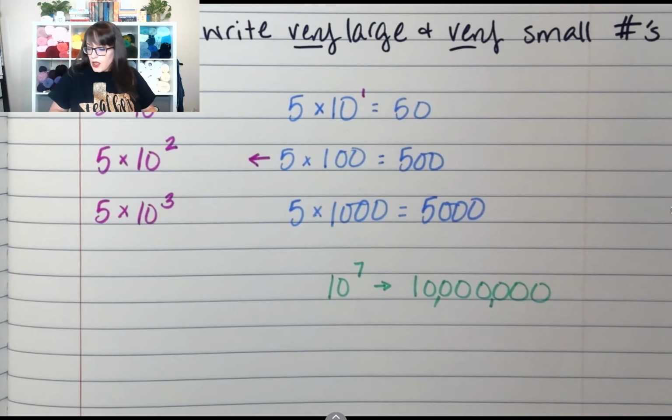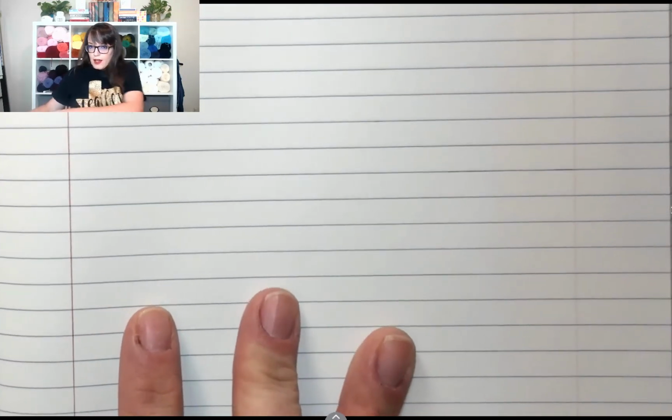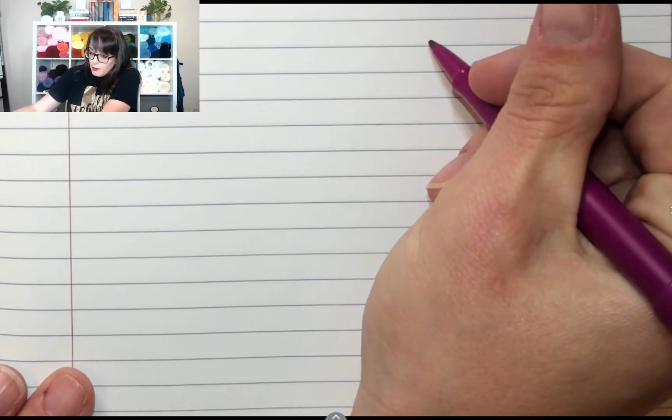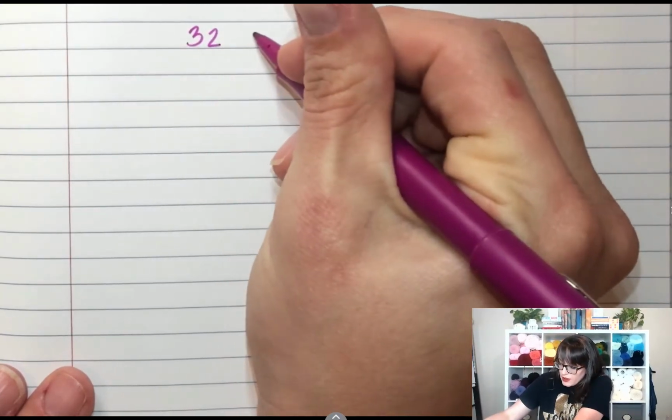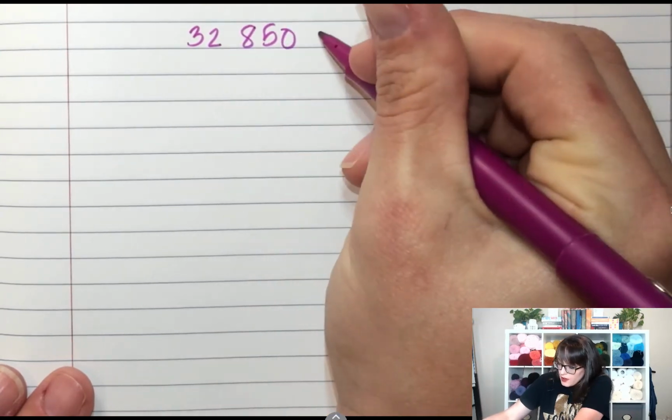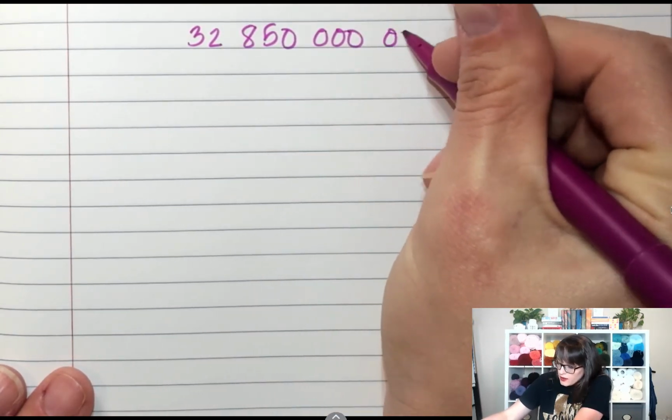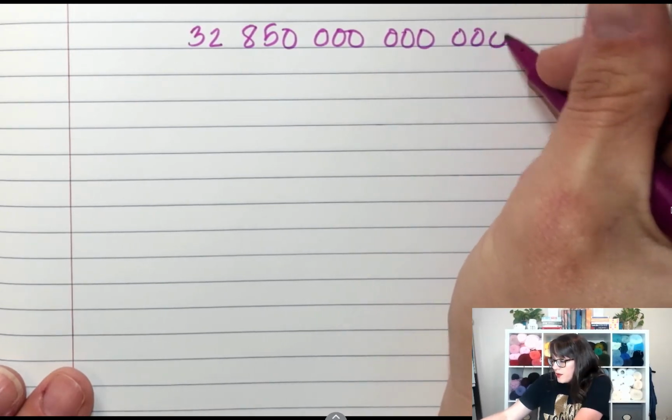Okay, so to work with this, we have to be able to take a number and put it into scientific notation, and take a number in scientific notation and move it out into standard notation. So let's say I have a really big number. If I have the number, bear with me here, 32850, 1, 2, 3, 1, 2, 3, and 1, 2, 3.